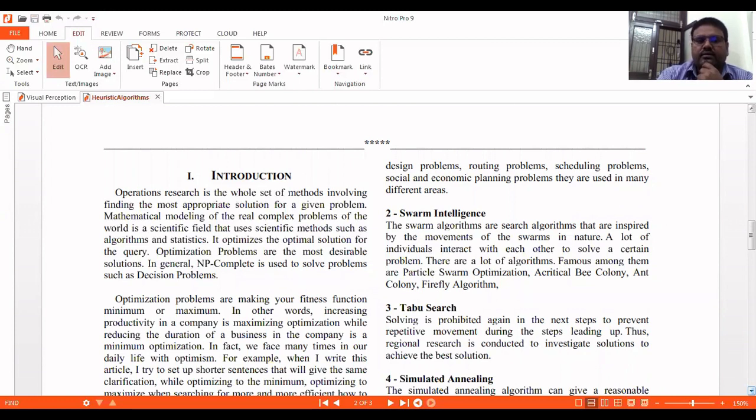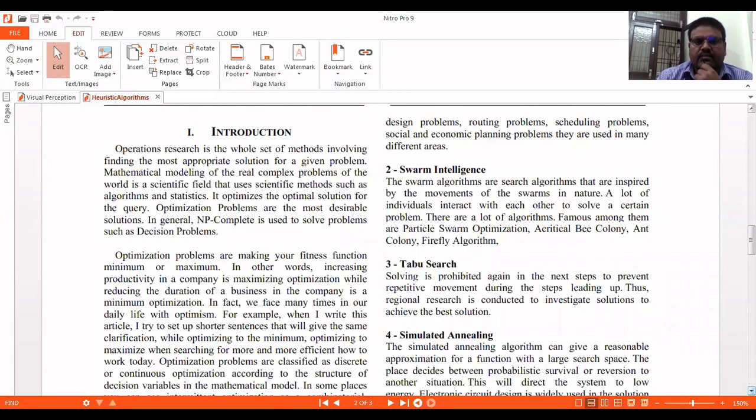In fact, we face optimization many times in our daily life. For example, when I write an article, I try to set up shorter sentences that will give the same clarification, which is minimum optimization, and optimizing to maximize when searching for more and more effective ways to work today.